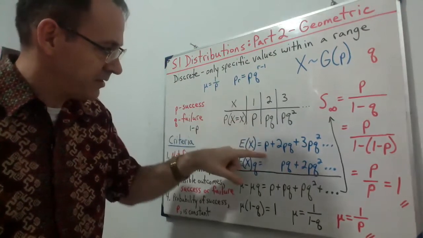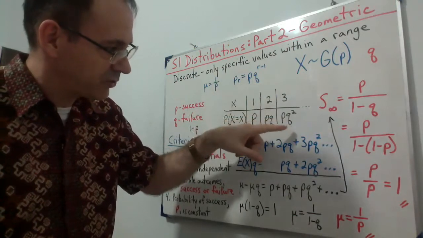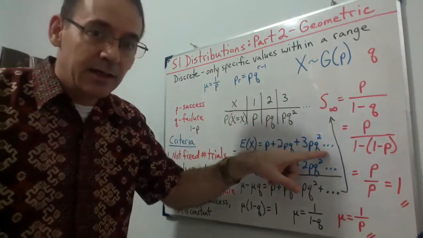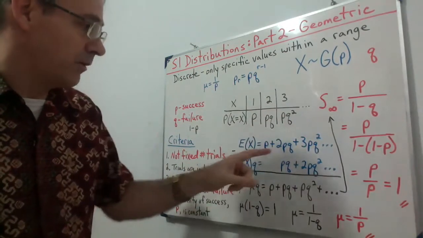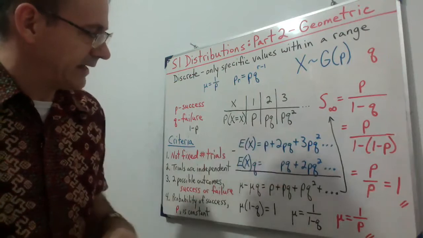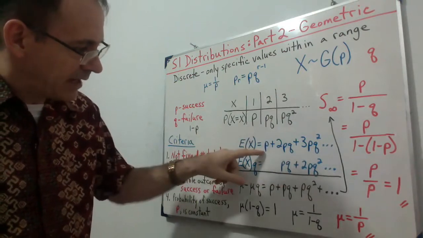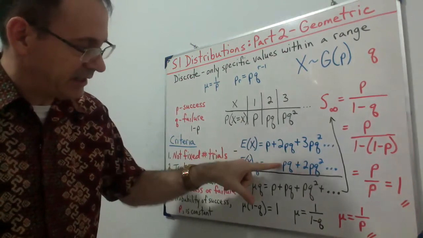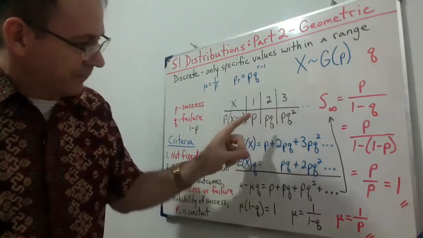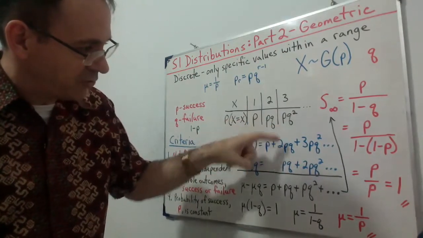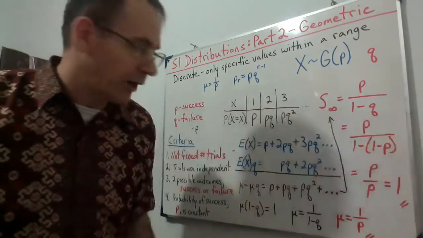So 1 times P is P, 2 times PQ is 2PQ, 3 times PQ squared is 3PQ squared, and so on. And if we are to multiply this side by Q, multiply P times Q, we get PQ, which lines up with this as far as like terms. Multiply this one by Q, and you get 2PQ squared, which lines up with this one, and so on.